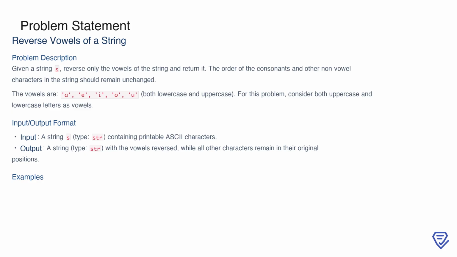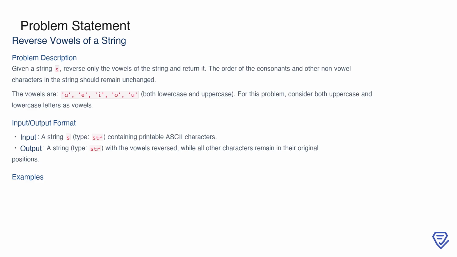In this problem, we need to reverse the vowels in a given string while keeping all other characters in their original positions. A vowel is defined as one of the letters A, E, I, O, U, or their uppercase counterparts. For example, the vowels in the word apple would be A and E, and both need to be reversed while preserving the order of the other characters.